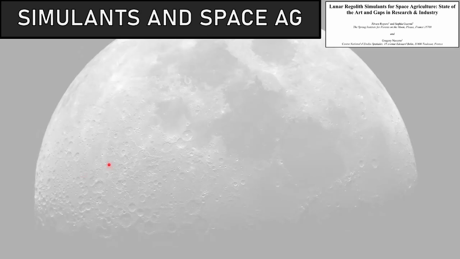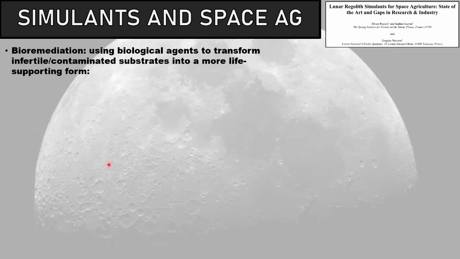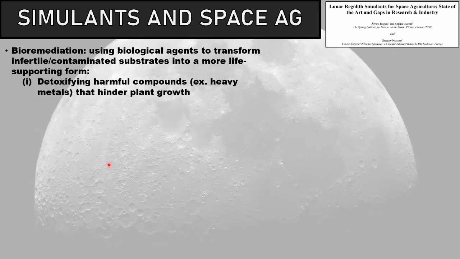So thinking more about space agriculture and simulants themselves, because again, we don't have a lot of real regolith, so we need to simulate it. And that ties into this bigger picture of bioremediation. So bioremediation is using biological agents to transform infertile or contaminated substrates into a more life-supporting form. So regolith is by definition infertile. So you're going to need to bioremediate to actually use it.